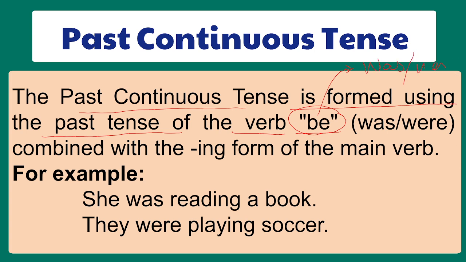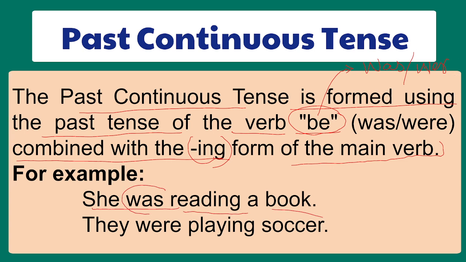So what we have to do? We have to use was and were combined with the ing form. We have to use the ing form with the past form of the be family to make past continuous tense. Here is an example: she was reading a book.